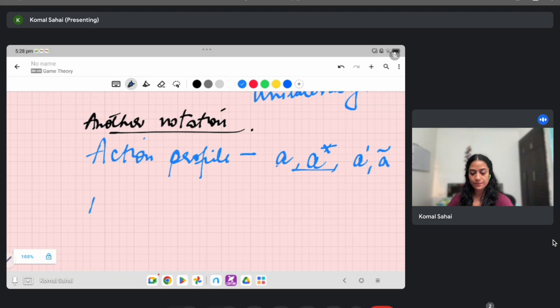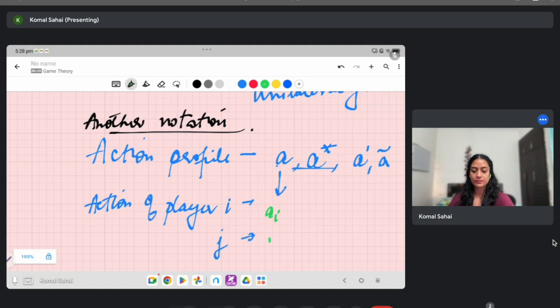Any action of player i, that will be denoted by, अगर तो action profile a है, then the action of player i will be given by a_i. Action of player j will be given by a_j. अगर तो action profile a star है, ठीक है ना, तो उस केस में player i का action क्या होगा? a_i star. j का होगा a_j star.